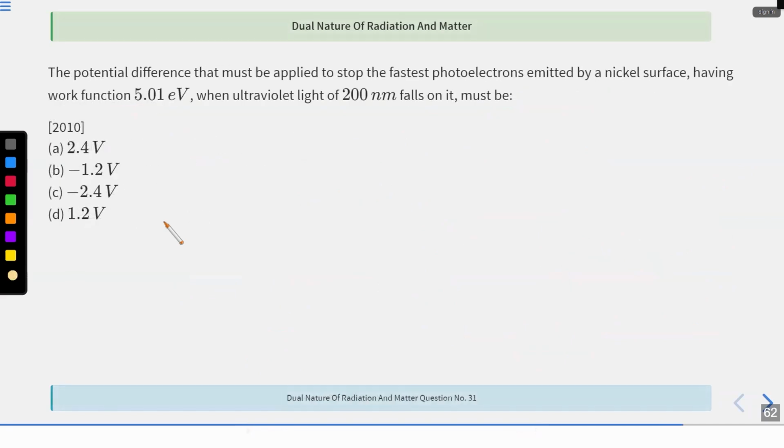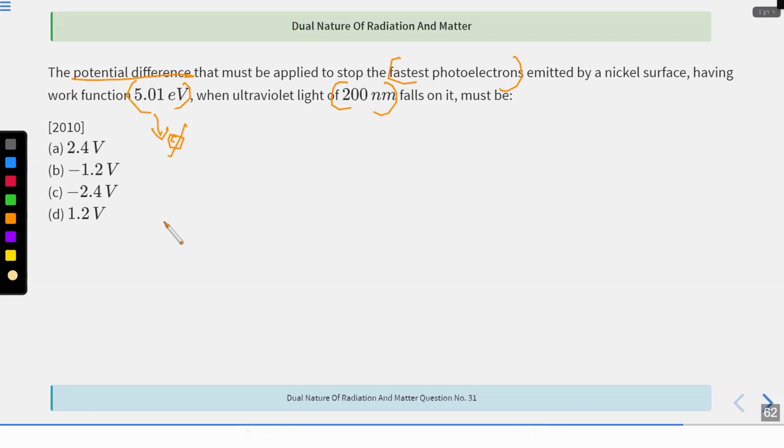The potential difference that must be applied to stop the fastest photoelectrons emitted by a nickel surface having work function 5.01 eV when ultraviolet of 200 nanometer falls on it must be. Okay, so what they're telling is we need to basically find out the potential difference that must be applied to stop the fastest electrons. So fastest electrons is one of our clues. That means we are going to use Ke max somewhere over here, and then we have the work function over here.